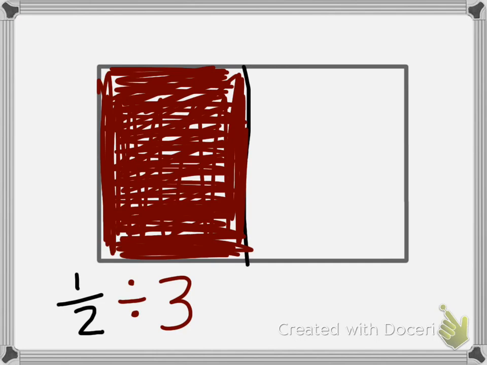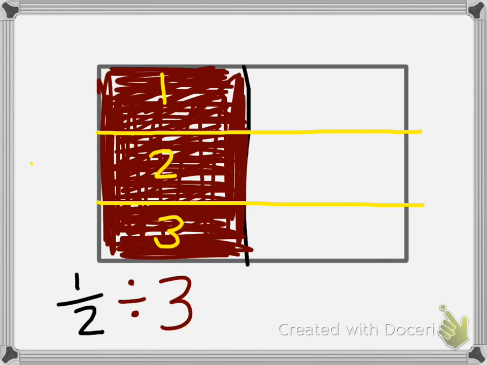Okay, so what I need to do is draw and cut this brownie part into 3 parts, but I need to cut it all the way across the pan. So I'm going to draw 2 lines to get 3 parts. 1, 2. So now I have 1, 2, 3 parts. So each person's getting one of those parts.